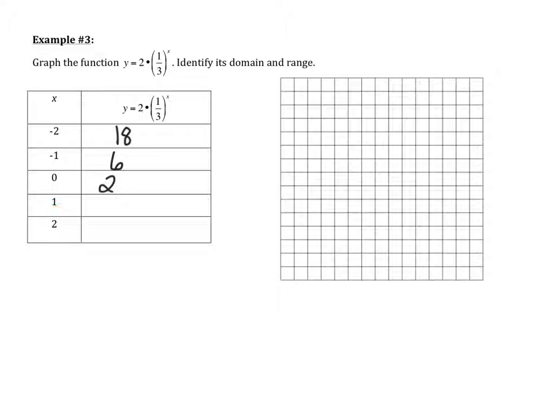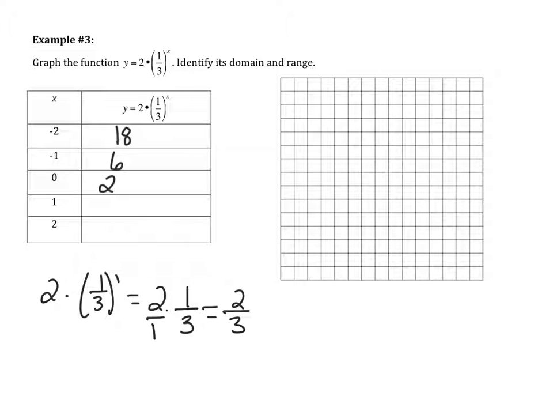Next, let's figure out what y equals when x equals 1, so that would be 2 times 1/3 to the first power. So 1/3 to the first power is just 1/3, so that's exactly the same thing as 2 times 1 over 3. So if I multiply straight across, I get 2/3. So when x equals 1, y equals 2 over 3.